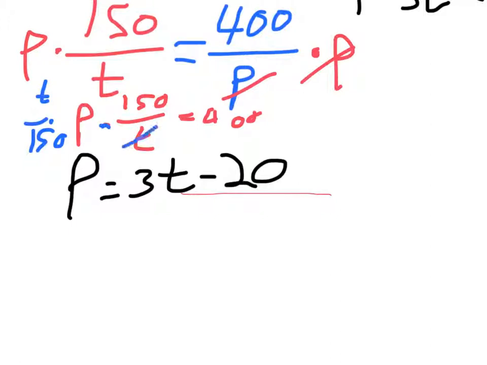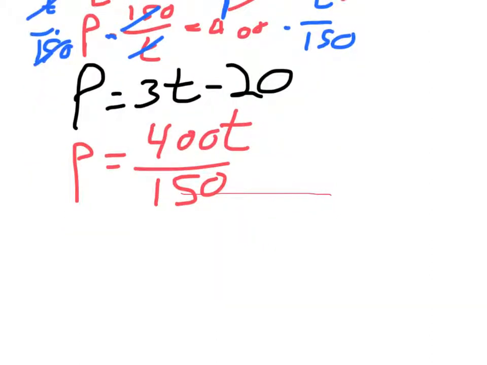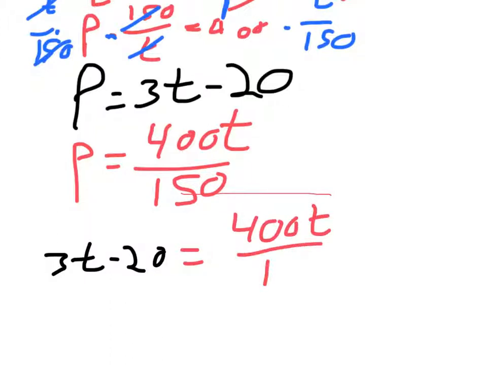That will make these cancel, these cross cancel, but what we do to one side we have to do to the other. So we multiply that to the other side, you're going to get p equals 400t over 150. And you could reduce that fraction if you want, but now it's a little easier to solve. We can use substitution. p is 3t subtract 20. So take 3t subtract 20 and plug it right in this guy. 3t subtract 20 equals 400t over 150.